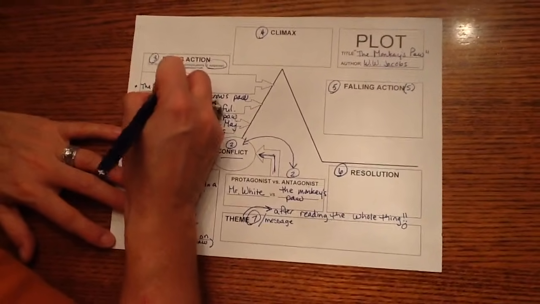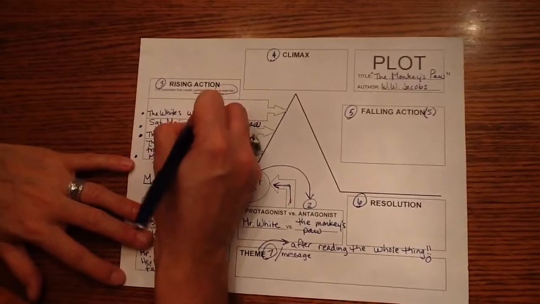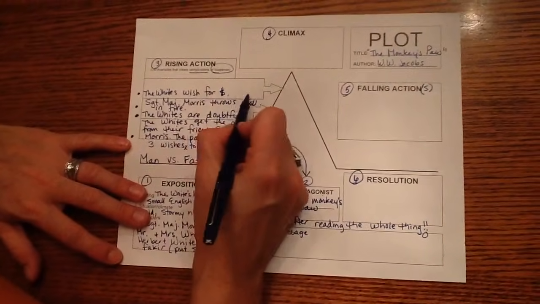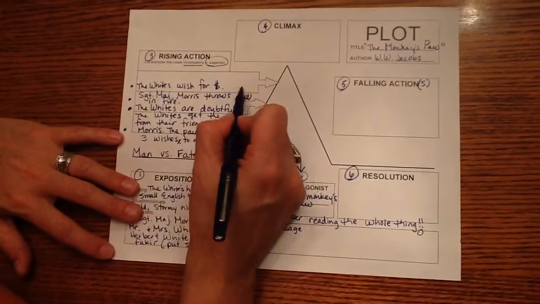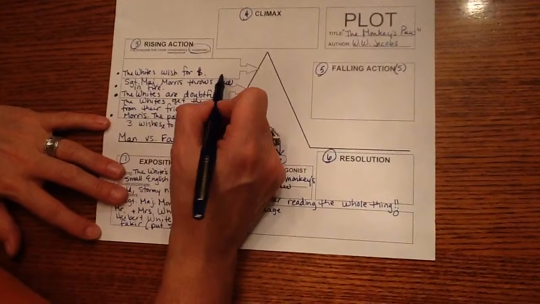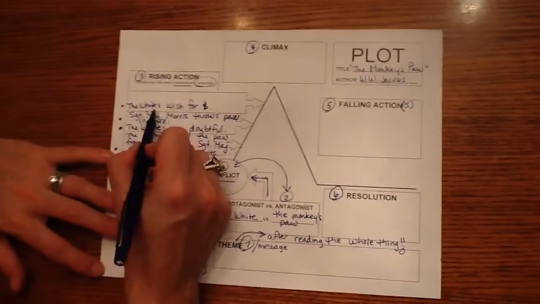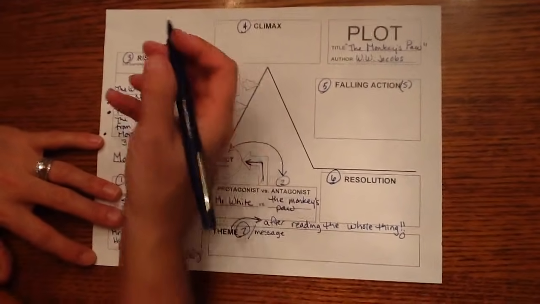So the Whites wish for money. And you may have written in here that they wished for 200 pounds. Herbert says, hey, yeah, we could use that wish to pay off the mortgage, and they do that. So I just shorten that and I say that the Whites wish for money, which they do.